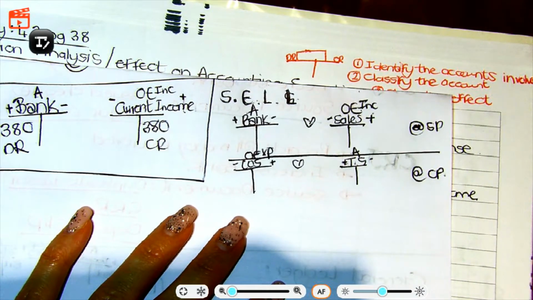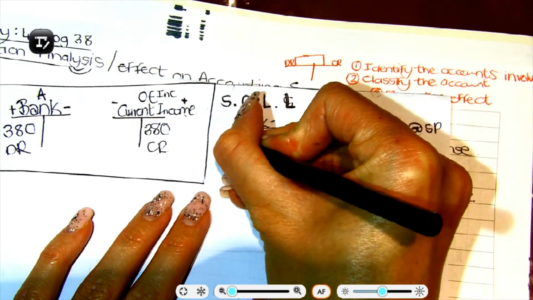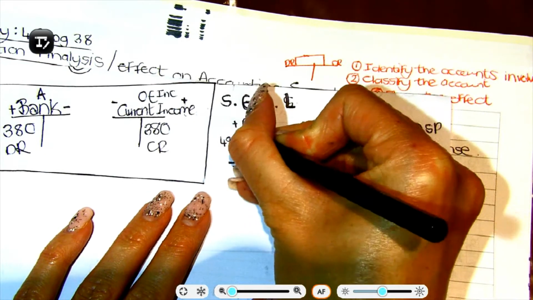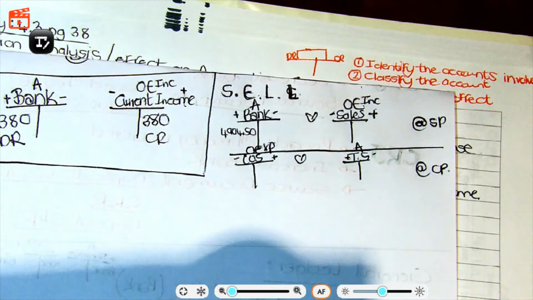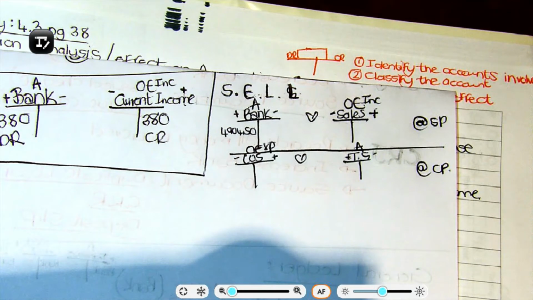Alright, so it says that we sold the dress to D. Ridwan for 4,904 Rand and 50 cents. Why am I putting that on the debit side of bank, grade 9s? Because it was a sale. In which journal do we record sales?